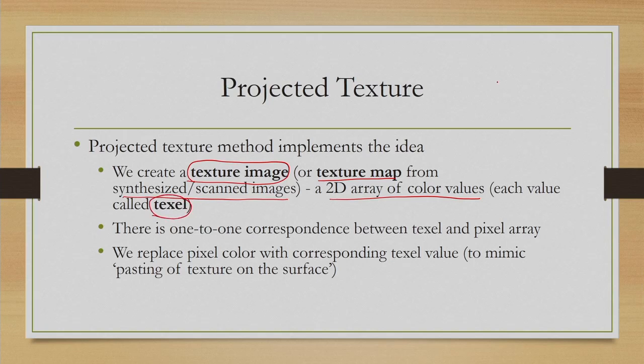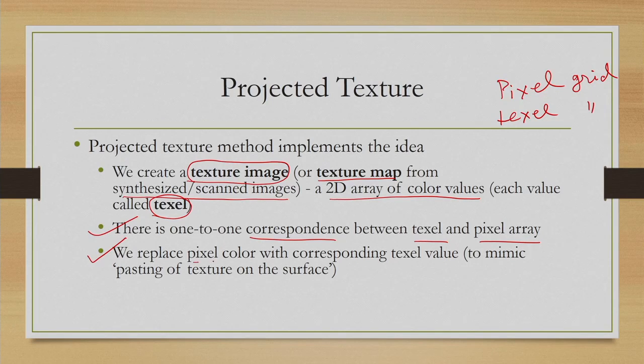So, we have a pixel grid representing the original surface and we have a texel grid representing the artificially created texture patterns. Now, this texture pattern can be created either synthetically or by scanning an image. Now, there is a 1-to-1 correspondence between the texel and pixel array. This is quite obvious.